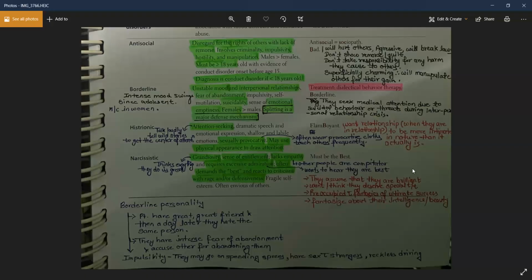So they assume that they are brilliant. They think that they deserve very special treatment. They are preoccupied with fantasies of ultimate success. In case of histrionic, they want the fantasies of the relationship to be more romantic. In case of narcissistic, they always have fantasies of being superior to the others, of having success. They fantasize about their intelligence, about their beauty, and all these things. And as soon as they realize that they are not the best, they will feel very depressed about it. They always want to hear that they are the best, right? That is the narcissistic personality disorder.